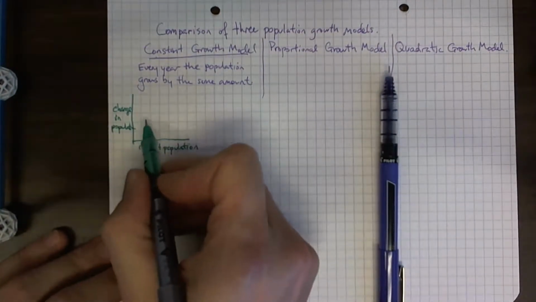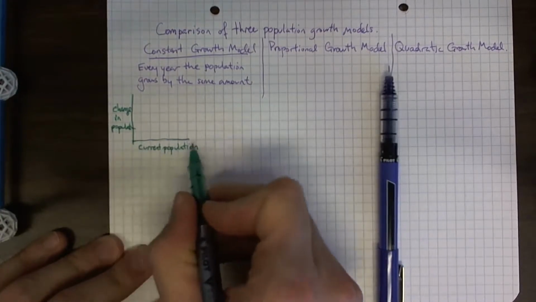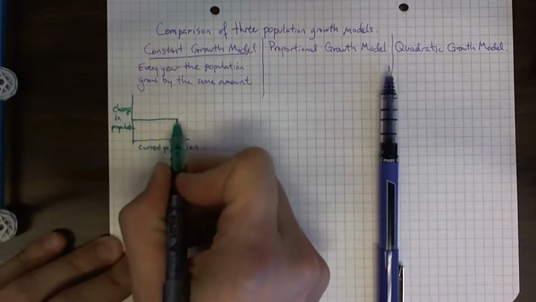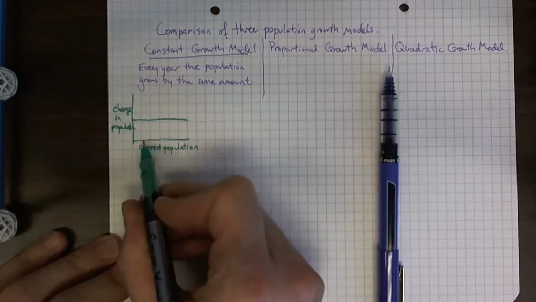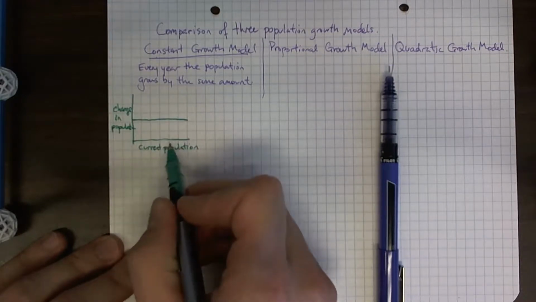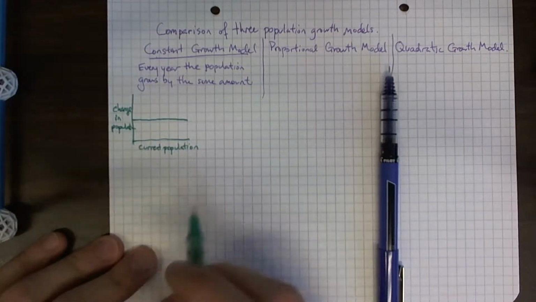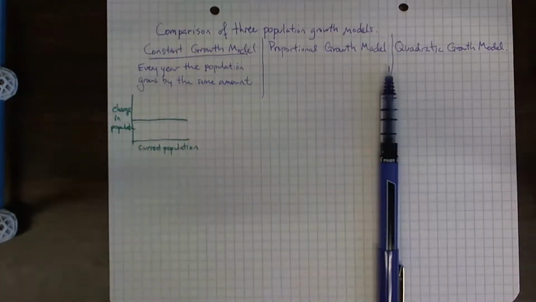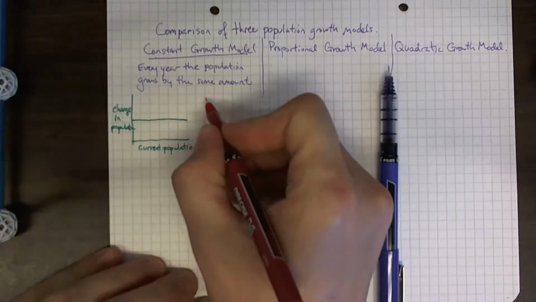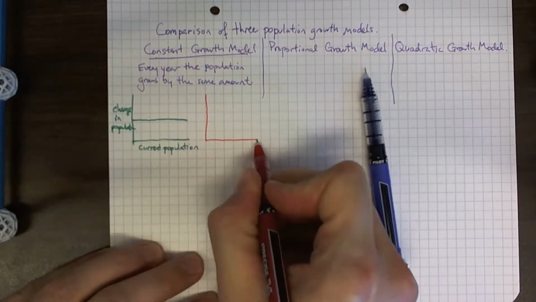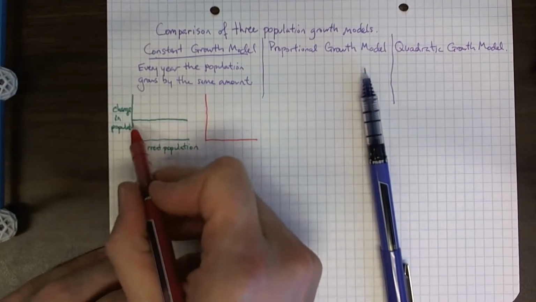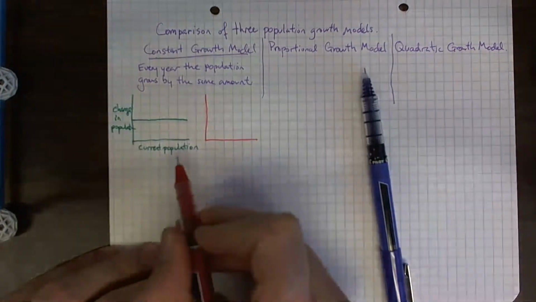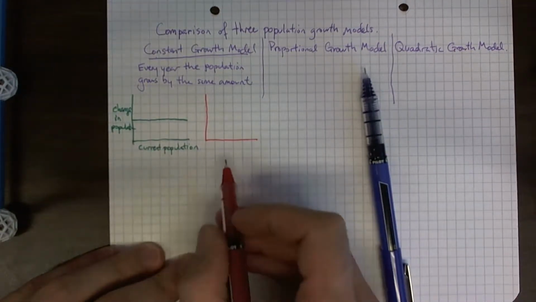All right, so what the constant growth model says is that no matter what the current population is, the growth is going to be the same. So if the population is 100 people, they'll have the same amount of growth as if the population is 1,000 people. All right, and then what that leads to in terms of what the population ends up looking like, right? So now this is where the word constant growth comes in. The growth is constant based on what the current population is.